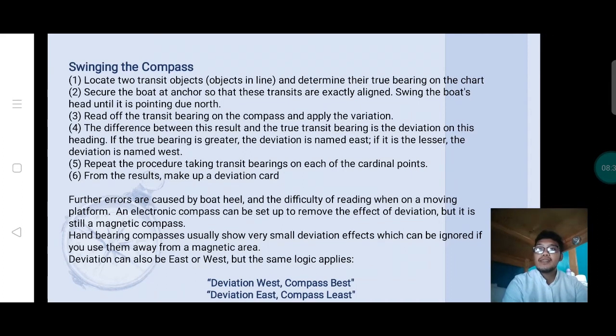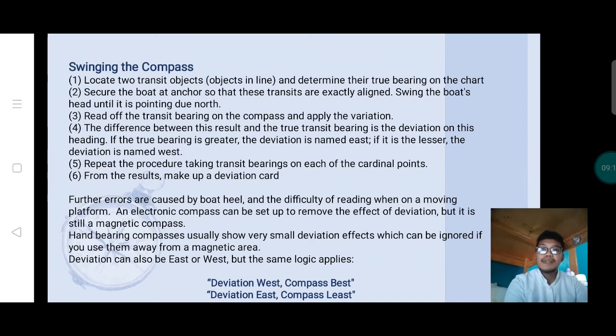Fifth, repeat the procedure taking transit bearings on each of the cardinal points. Sixth, from the results, make up a deviation card. Further errors are caused by boat heel and difficulty of reading when on a moving platform. An electronic compass can be set up to remove the effect of deviation, but it is still a magnetic compass. So hand-bearing compasses usually show very small deviation effects, which can be ignored if you use them away from the magnetic area. So deviation can also be east or west, but the same logic applies.